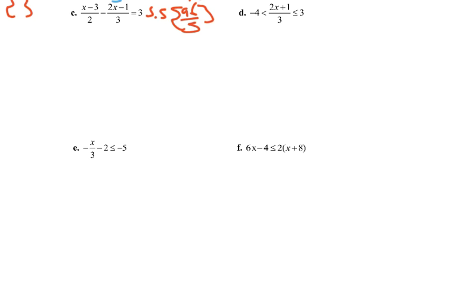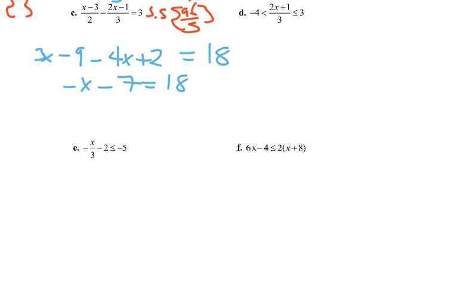Question 2 then. So question C. I'm going to multiply both sides by 6. So I end up with 3x minus 9 minus 4x. 6 over 3 is 2. And then minus a minus, so we're going to get plus 2 is equal to 3 times 6, 18. Minus x, and then minus 7 is equal to 18. If we add 7 to both sides, we get 25 is equal to minus x. So x is equal to negative 25.